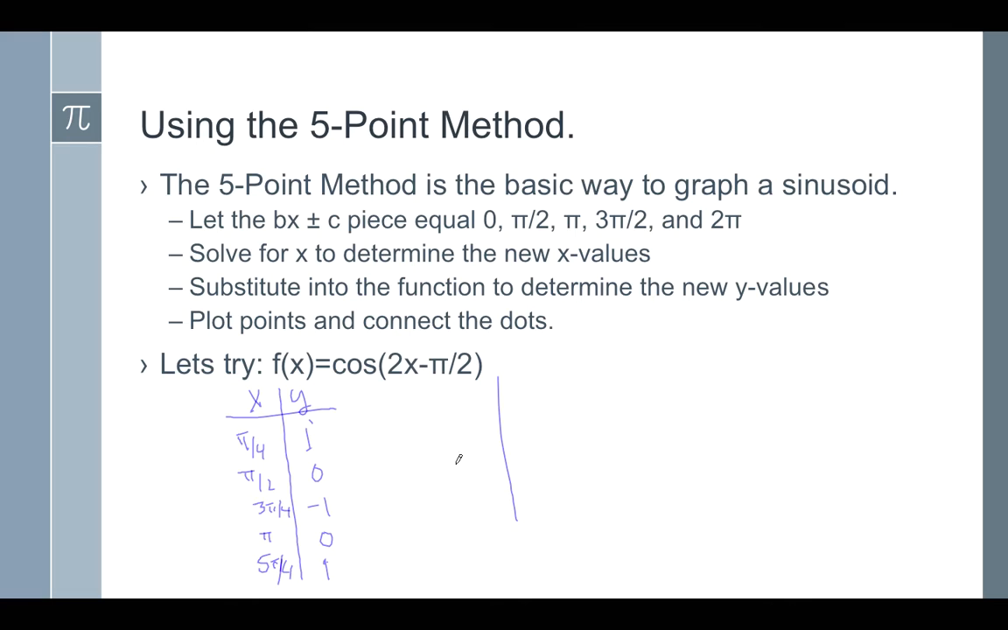So we can go do our graph. We go 1 pi fourth, 2, 3, 4, and 5. So we get pi fourths and 5 pi fourths, +1 and -1. And we can go like this. Pi fourths is at 1, 2 pi fourths is at 0, 3 pi fourths at -1, and pi is at 0, and 5 pi fourths is at 1. And then we can continue our curve.